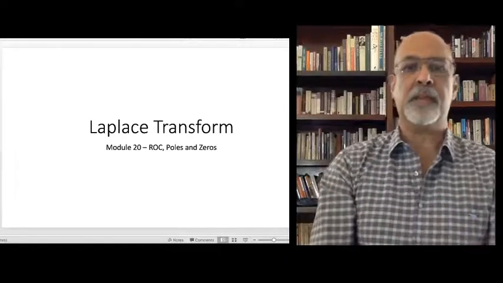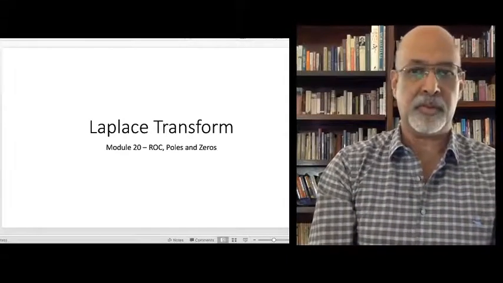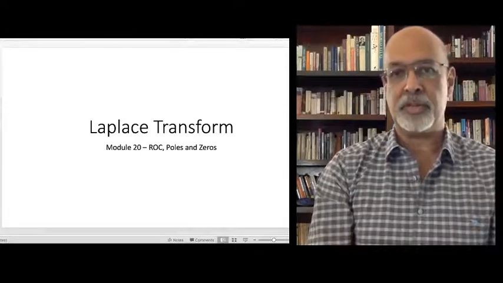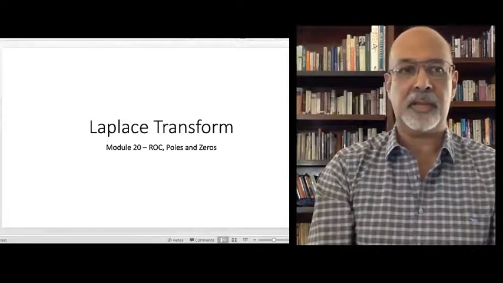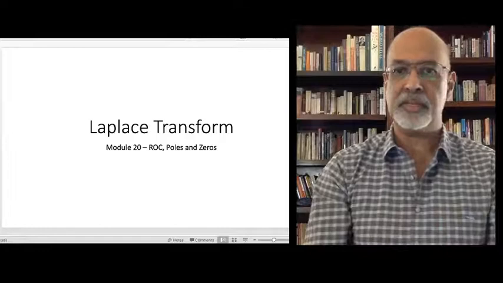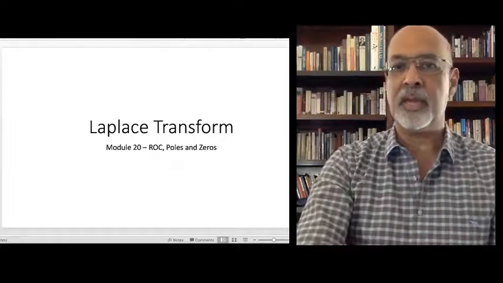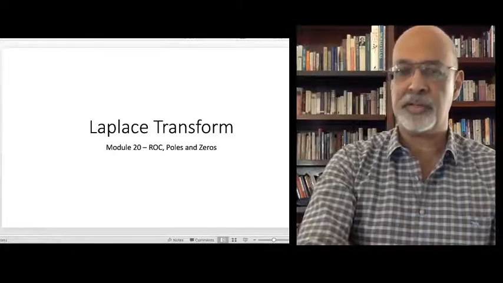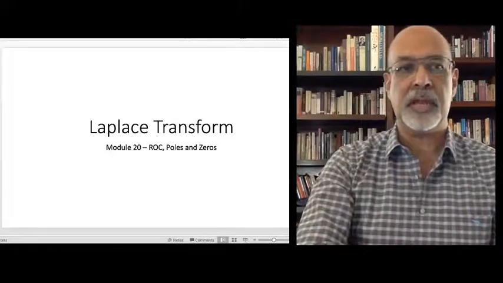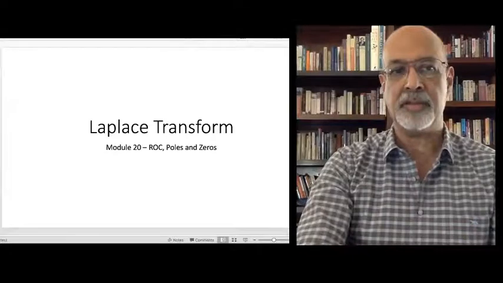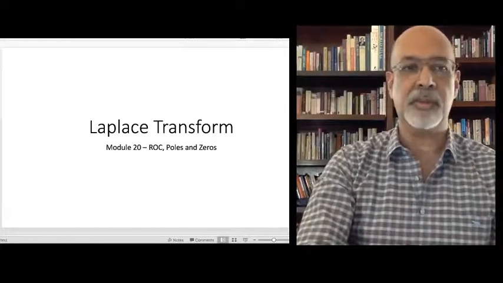Hi folks, today we're going to talk about poles and zeros in the Laplace transform, and I'm going to use this PowerPoint, and let's see if it works. So the idea is, we've been looking at different time functions and their Laplace transforms, and here is a list of the kinds of things we've been looking at.